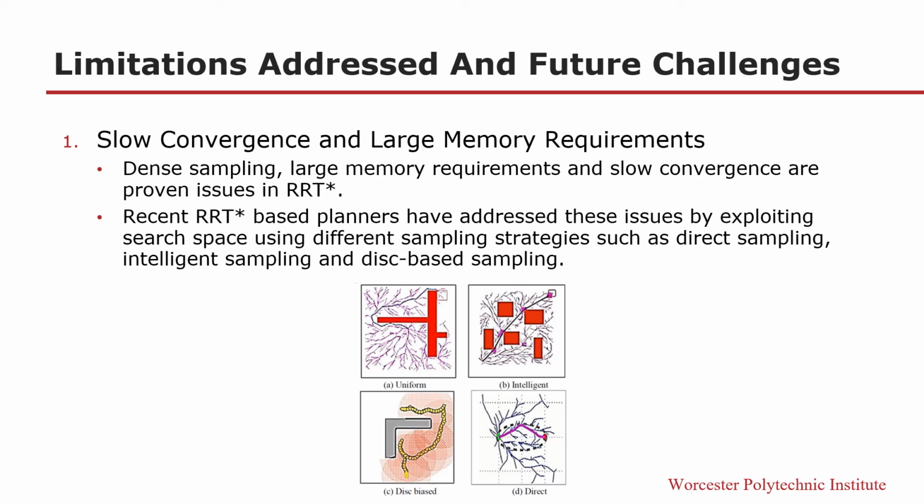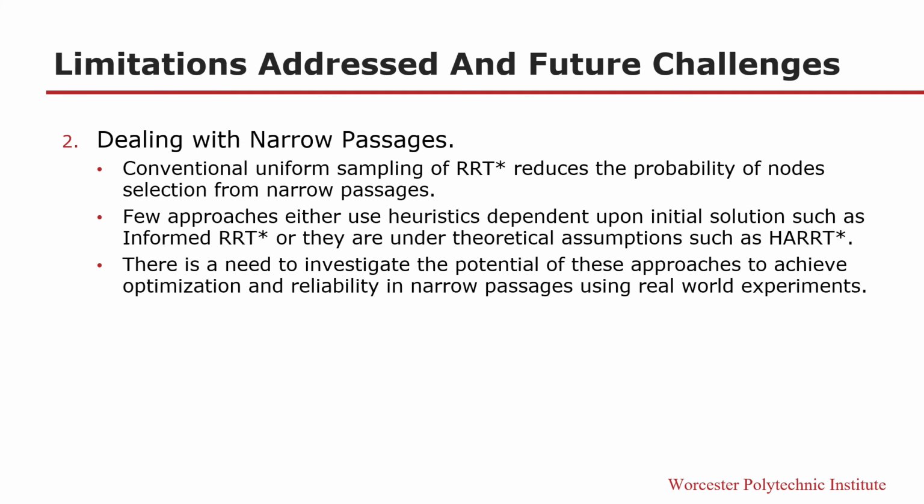However, these solutions, especially guided exploration-based solutions, also require a balance of exploration and exploitation in the search space. Traditional uniform sampling decreases the probability of nodes from narrow passages. Very few approaches, such as informed RRT star or homotopy-aware RRT star, are reported to specifically address the problem of optimal path in narrow passages. However, the optimization and reliability in the narrow passages using real-world experiment requires investigation.